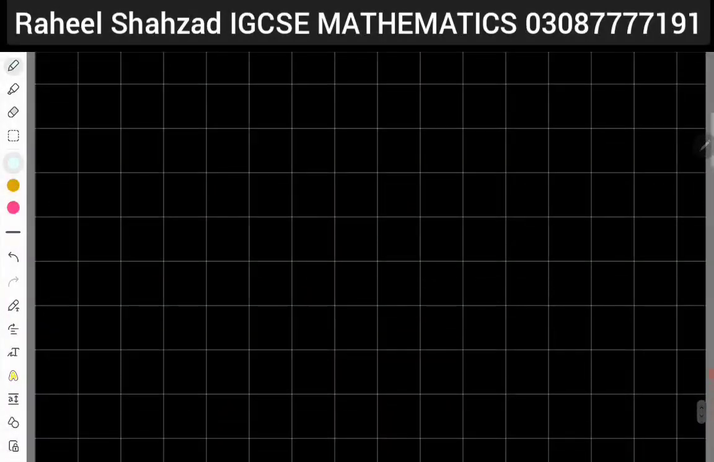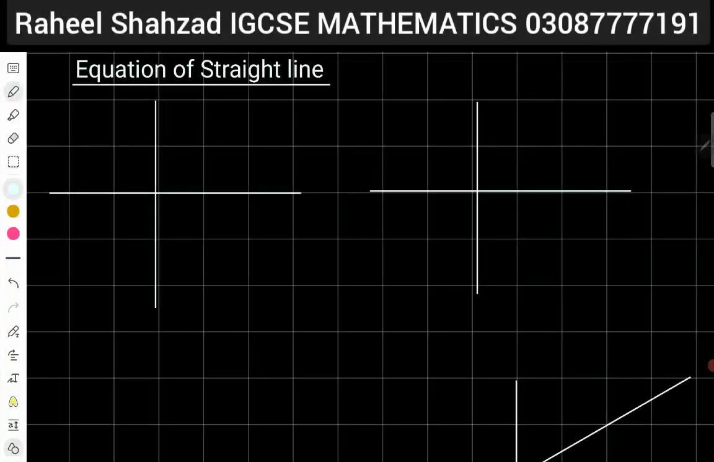Okay, next is equation of straight line. Okay, next we discuss equation of straight line in it. Okay, so when you talk about equation of straight line, it's basically, suppose this is x-axis. So x-axis have equation y is equal to 0, right?